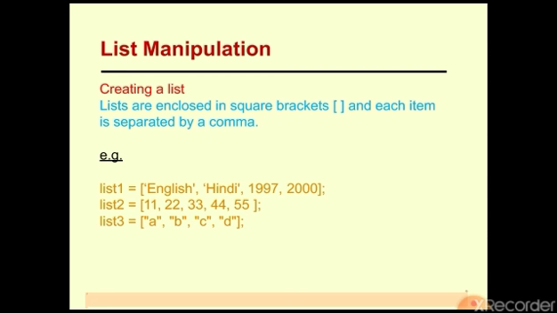In the first list we have composite types of values, meaning what? The first two values of this list are strings, English and Hindi, and the third and fourth values are numeric values. In the second list all values are numeric: 11, 22, 33, 44, 55. In the third list we have a list of strings which are single-character strings: A, B, C and D, these are four strings.